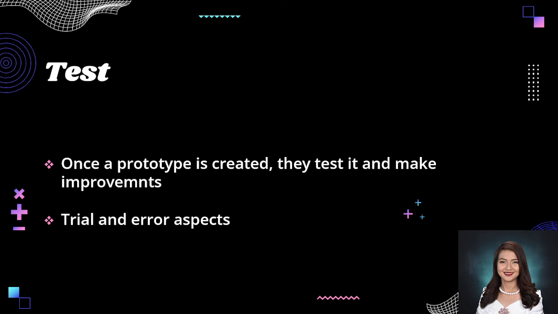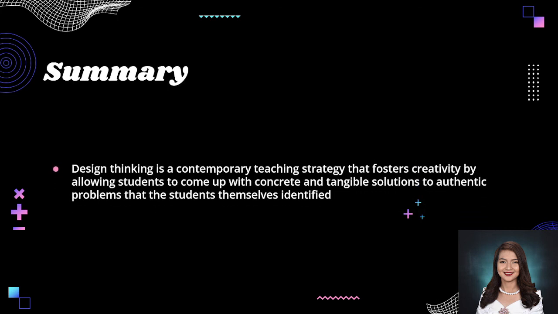Even though a physical product is the expected output of design thinking, it should be emphasized that going through the process is more important because it is where the learning takes place, just like John Dewey said, learning by doing. The students learn by doing those activities. In summary, design thinking is a contemporary teaching strategy that fosters creativity by allowing students to come up with concrete and tangible solutions to authentic problems that the students themselves identify.